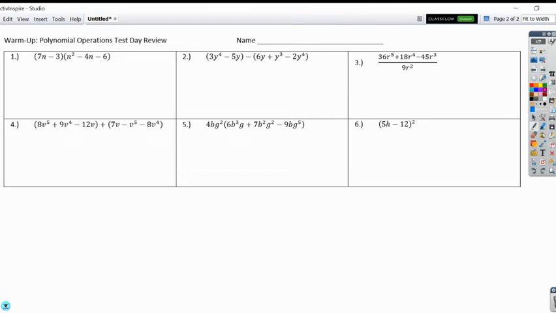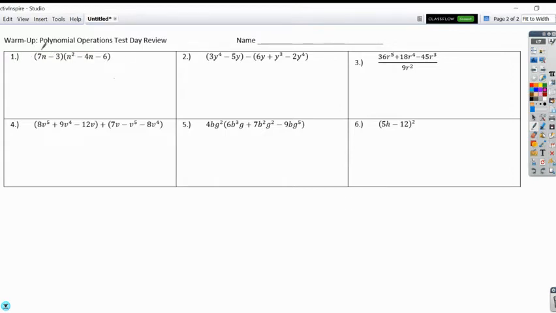Hey there, let's go ahead and review our polynomial operations, make sure that we are super prepared for this test today. So we're going to simplify each of these items completely. When I look at number one, I see two sets of parentheses that are being multiplied together. So I need to take this binomial and multiply it by a trinomial.